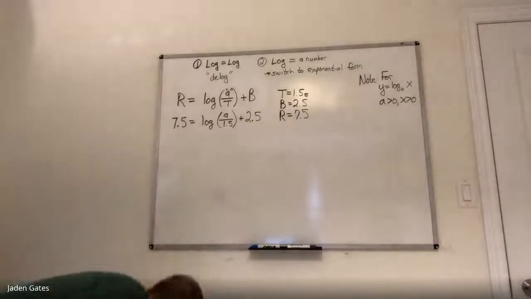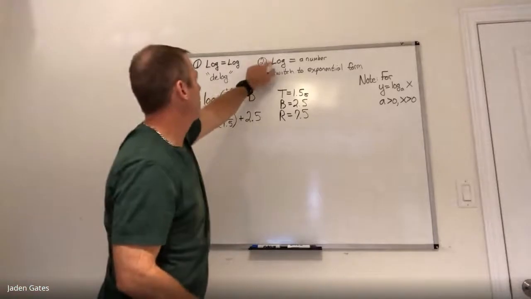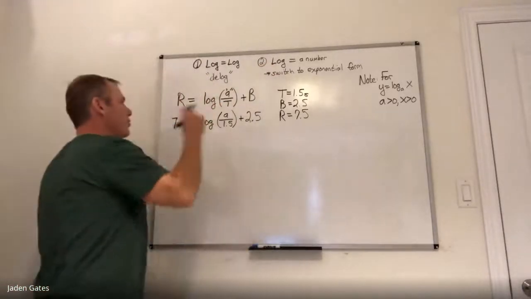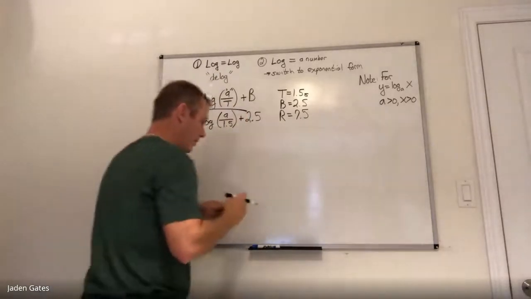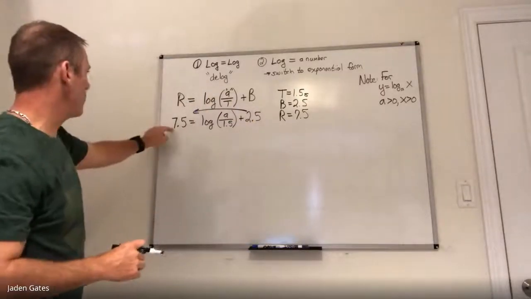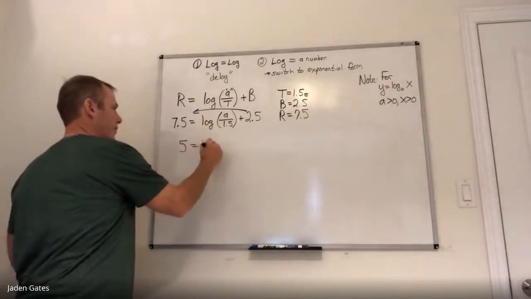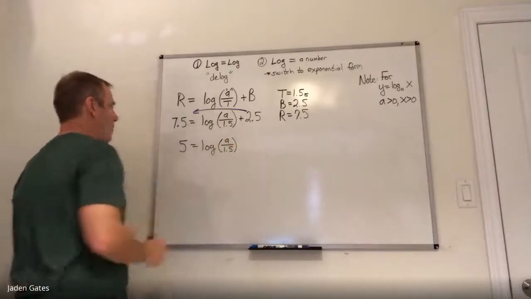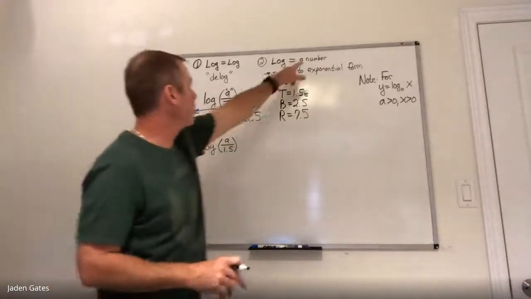All right. So I believe in this situation, we're going to have log equals a number. But to make that happen, first I'm going to move this 2.5 over. Moving the 2.5 over, it becomes 7.5 minus 2.5. That's going to be a 5. And so now what I have is a log equaling a number.